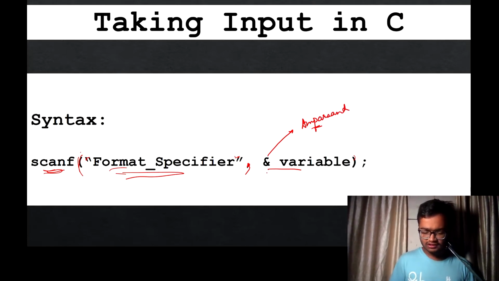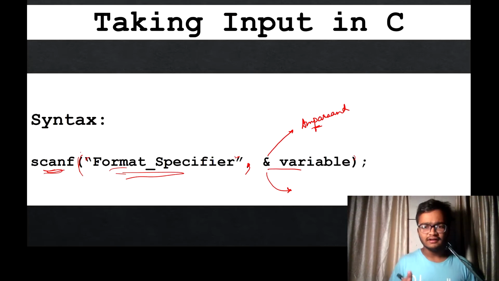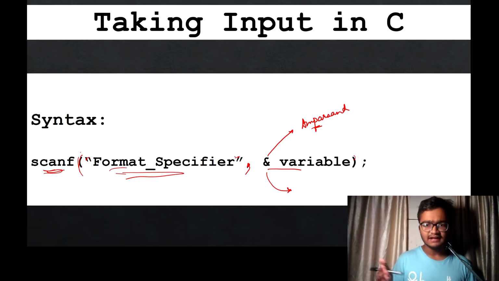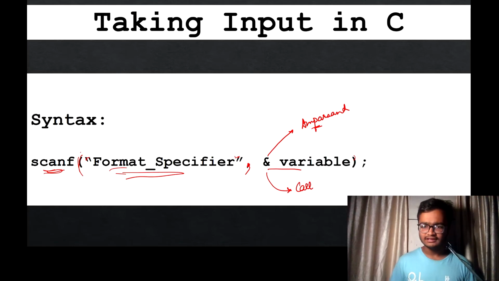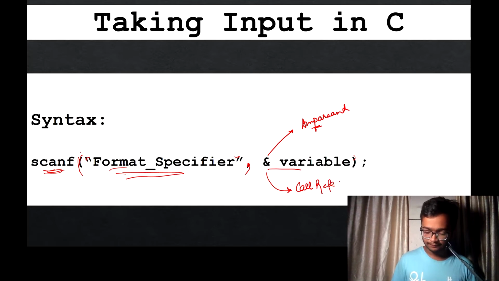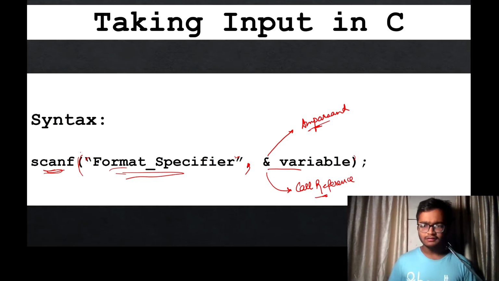What does this do? It passes the address of the variable. For the time being, I know you will not understand what this ampersand means, but at the end of the course we will learn about a chapter called call by reference, where we will see the function of this ampersand. So let's come back to the topic.